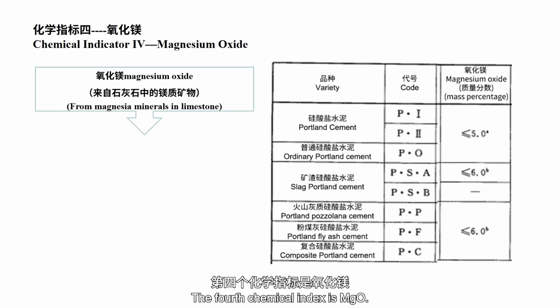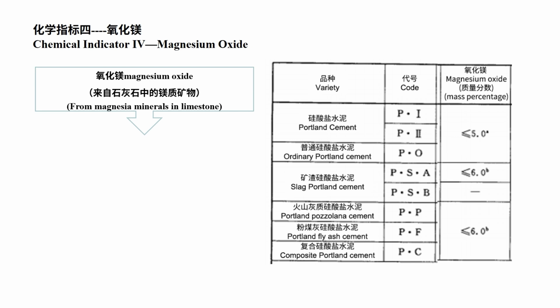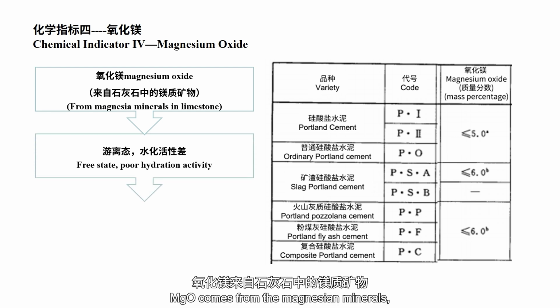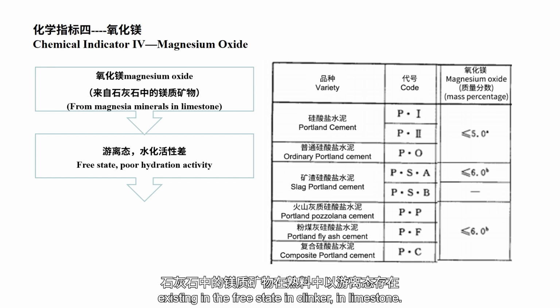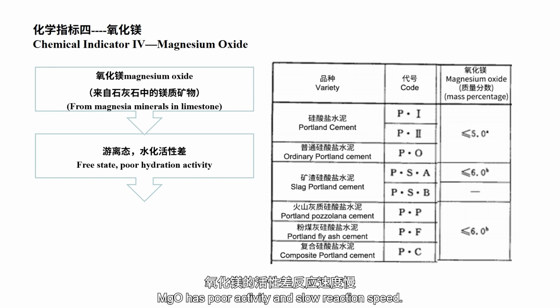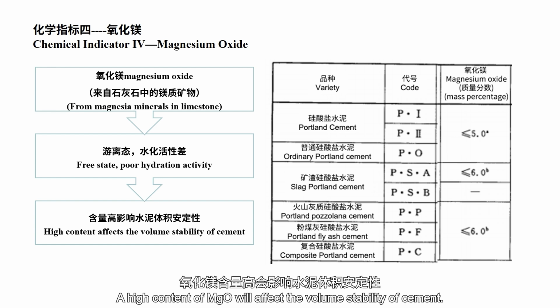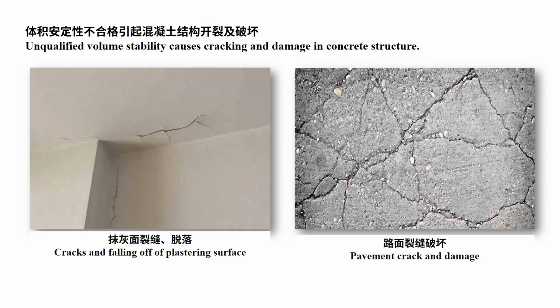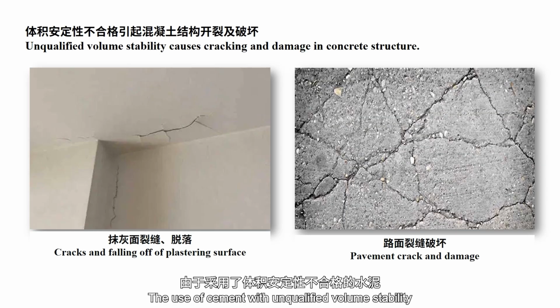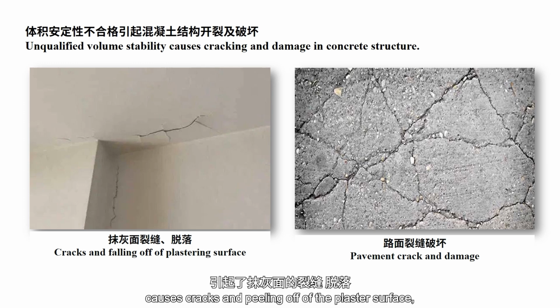The fourth chemical index is MgO. MgO comes from the magnesian minerals, existing in the free state in clinker in limestone. MgO has poor activity and slow reaction speed. A high content of MgO will affect the volume stability of cement. Let's take a look. The use of cement with unqualified volume stability causes cracks and peeling off of the plaster surface, cracks, and damage to the pavement.